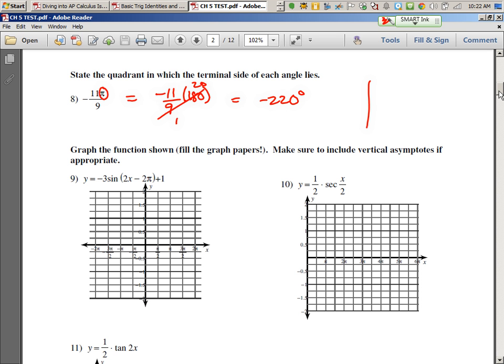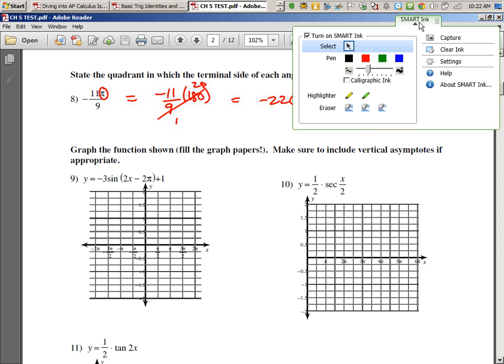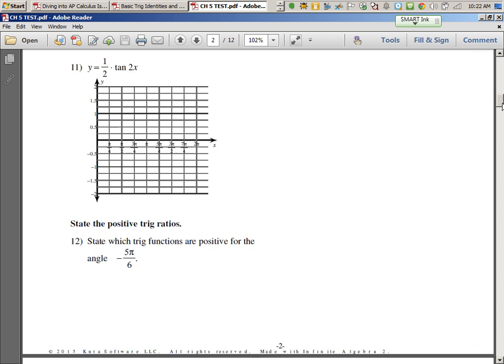So I like thinking in terms of degrees when I'm graphing. Negative 220 degrees would be sort of where number 7's answer was. So right about here, I'd say that's quadrant 2. Okay. Quadrant 2. Let's go to the next problem.